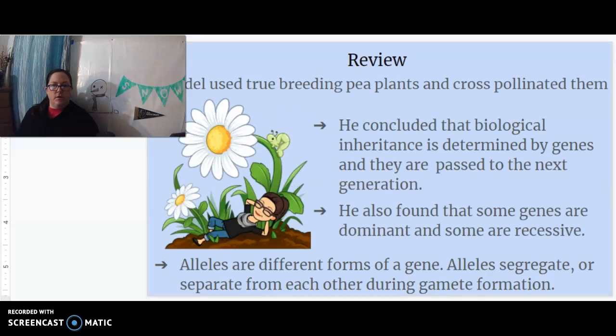All right, so Mendel used true breeding pea plants and cross-pollinated them. So he found a couple of conclusions here. He concluded that biological inheritance is determined by genes, and they are passed to the next generation. He also found that some genes are dominant and some are recessive. And then alleles are different forms of a gene. Alleles segregate or separate from each other during gamete formation.